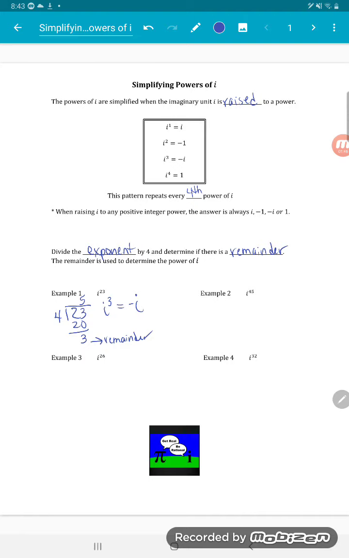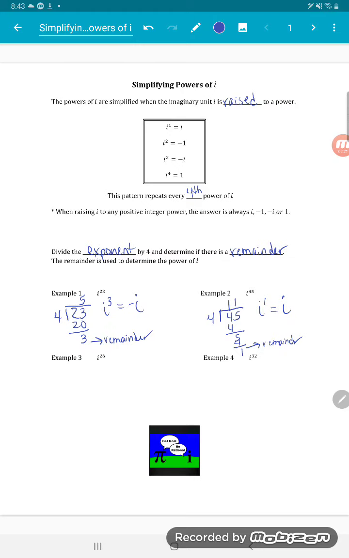Example 2, I have i to the 45th power. I'm going to take 45 and put it under my divisor. 4 times 1 is 4. I bring down my 5. 4 goes into 5 evenly 1 time, and I have a remainder of 1. So i to the first power is simply i.